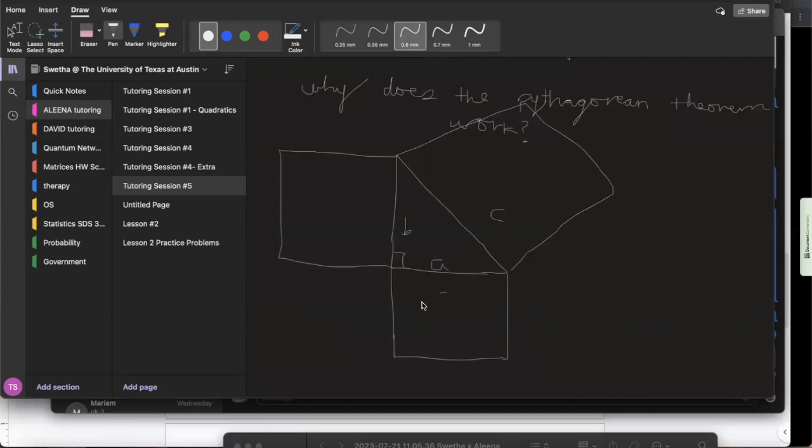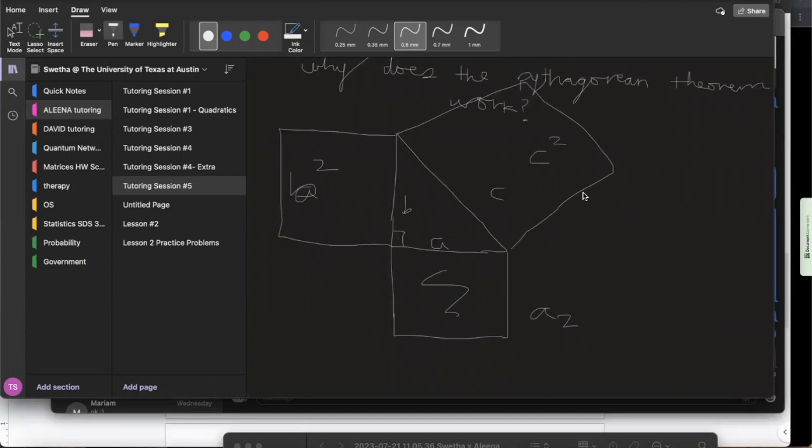The area of this square right here would be a squared. The area of this one right here would be b squared, and the area of this one here would be c squared. I guess it could also relate to the fact that a triangle is half of a square, or maybe not, I don't think so. But at least the part that we know now is where the a squared, the b squared, and the c squared come from in the equation.